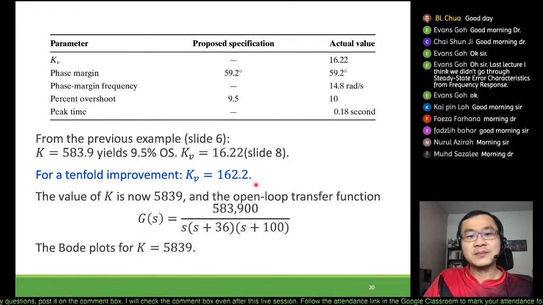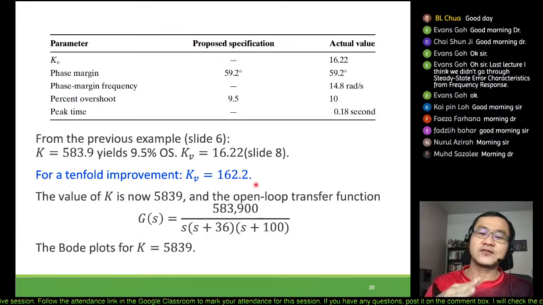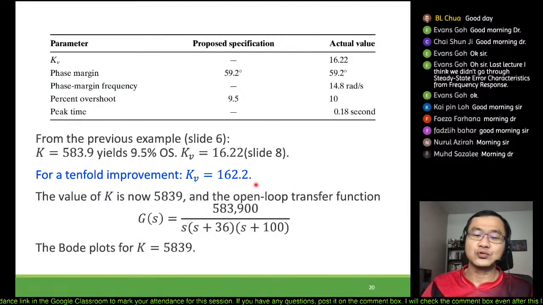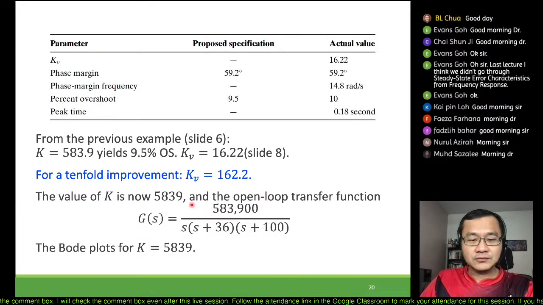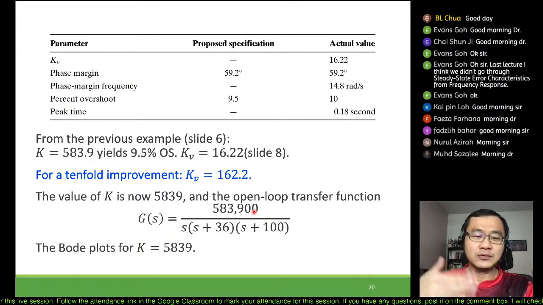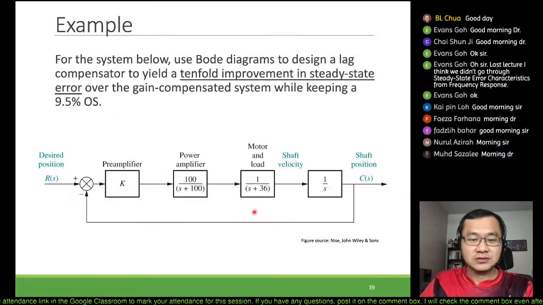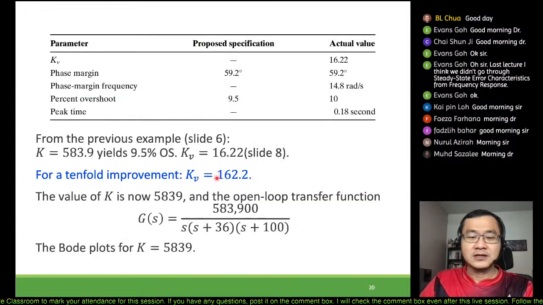But remember, as we increase the gain in order to reduce the steady state error, the location of the root locus actually shifts. Therefore this is why we should adjust or compensate with a lag compensator. So now we would use 5839, and when we multiply by 100 again into our previous transfer function, 100 over here, then we get 583900 divided by the so-called values.